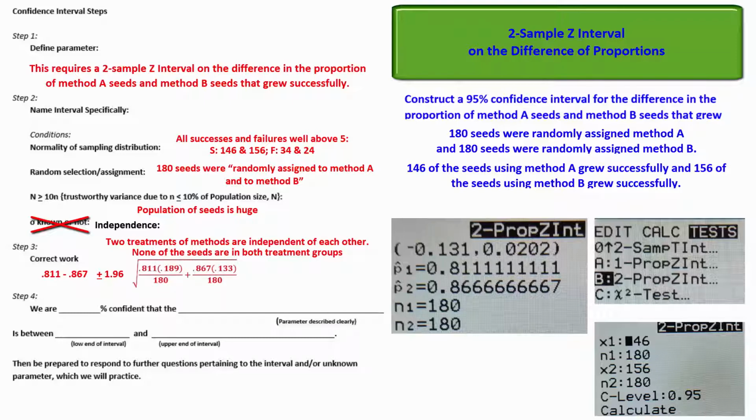So the two unknown population proportions are estimated by p1 hat and p2 hat. Those are used in the standard deviation formula. The interval estimate of the difference in the two proportions is right here.